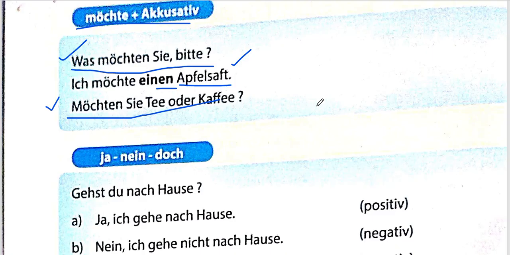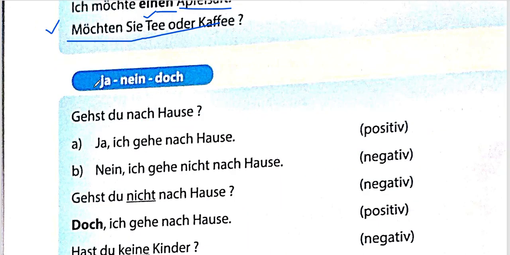Ich möchte. So they're asking you in a formal way. You will say ich möchte. If you want tea, then you will say Tee. Or if you want coffee, then you will say ich möchte Kaffee. Or you can even add einen over here, depending on the article. If Tee is masculine, then only you will add einen. If it is not, then do not add einen. So you have to keep in mind what the article is.